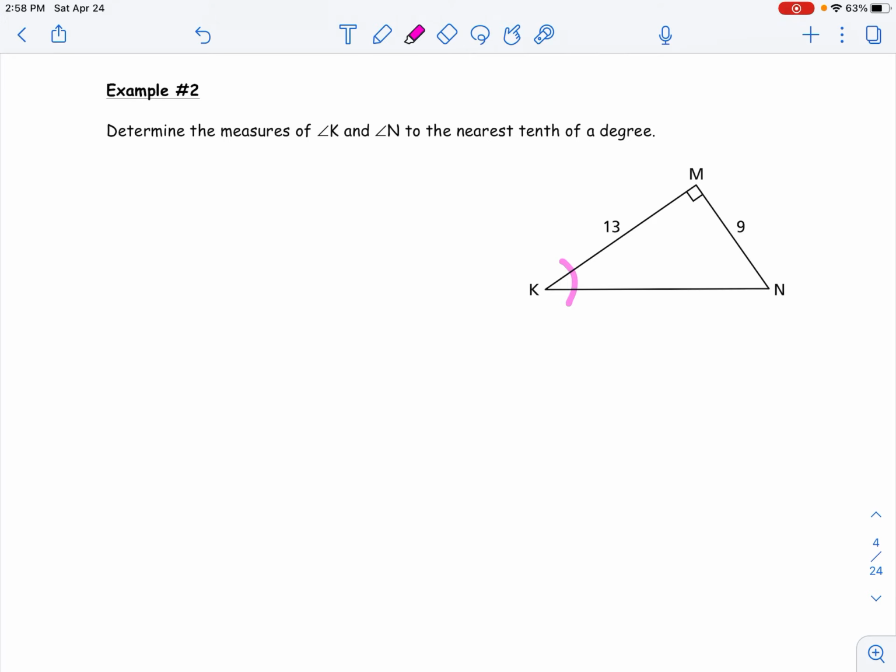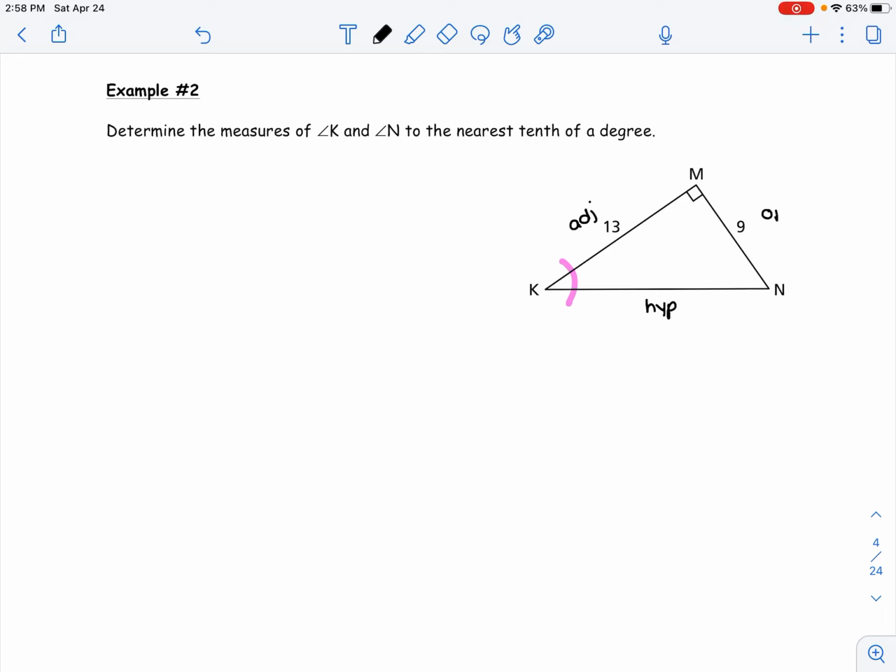From there, we have to label our sides. The longest side, which is our KN, should be labeled with hypotenuse, HYP. The other arm coming out of K should always be labeled with the adjacent. So whatever side you didn't label coming out of K as the hypotenuse, the other one is the adjacent side.